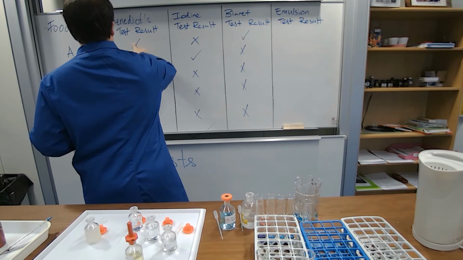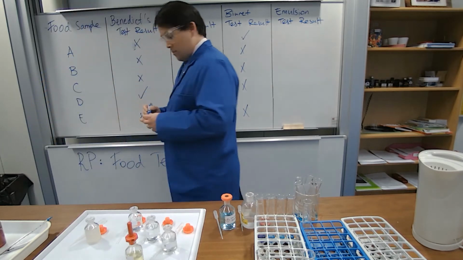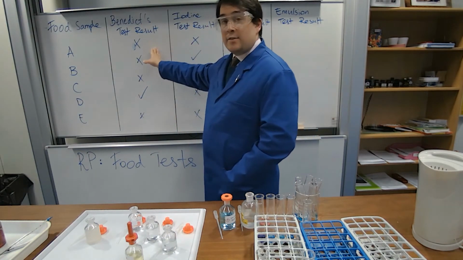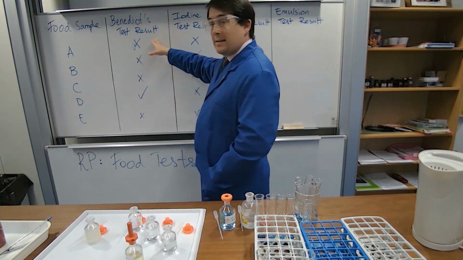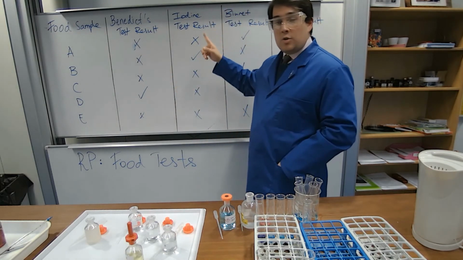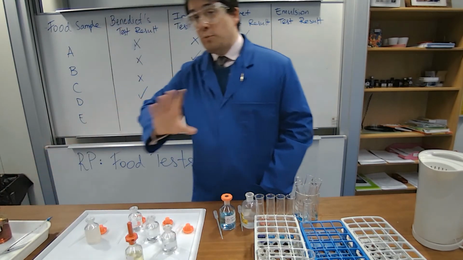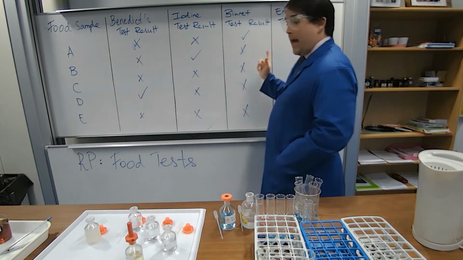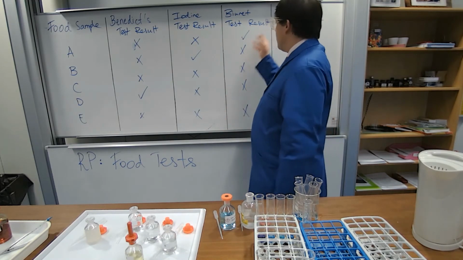To recap, one more time. Benedict's is a test for glucose. It goes from blue to brick red or orange, and that was in solution D. Iodine is a test for starch. It goes from orange, or orange-brown, to blue-black, or a dark deep purple, and that is B. Biuret was blue. In the presence of protein, it turns purple, and that was for A.